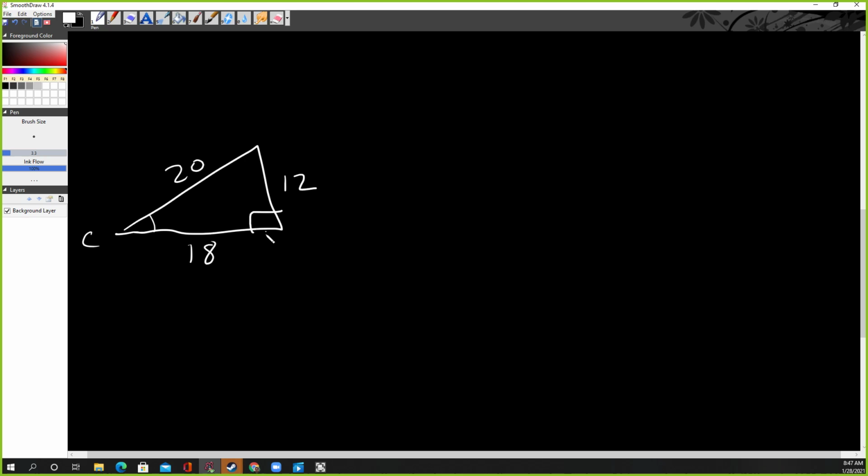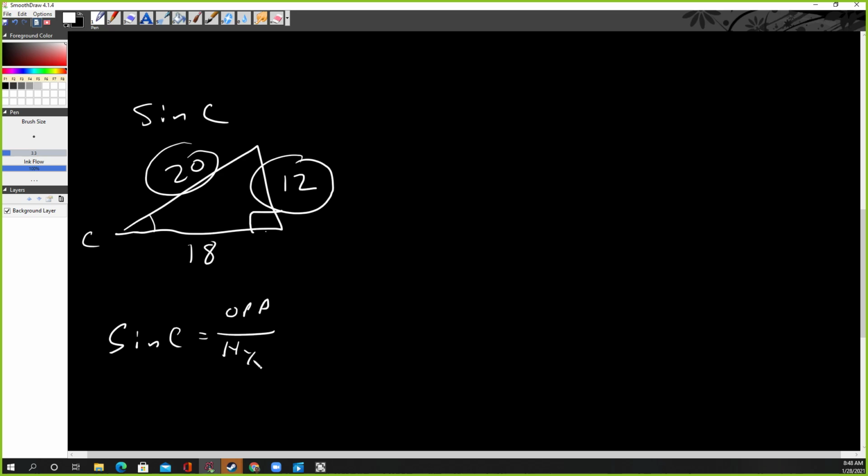There might be another one here and here, but we'll ignore them because they're going to say find the sine of C. And if they tell you that, we know that the sine of C is equal to opposite divided by hypotenuse. We already know that. So the sine of C is opposite 12 divided by hypotenuse 20. That's the answer right here. That's it. So quite easy.